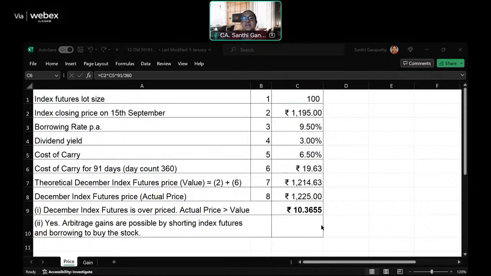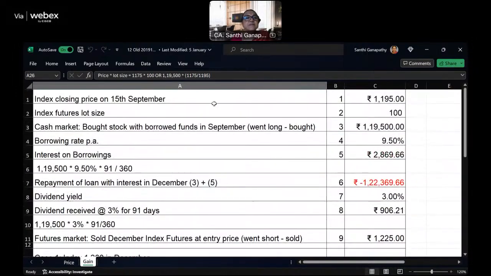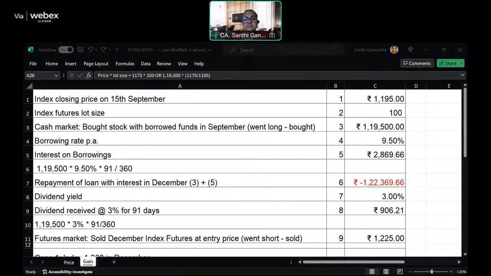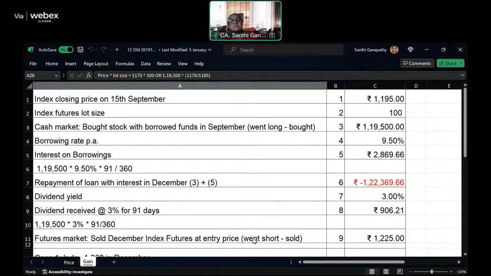Next, calculate the gain and losses if index on 15 December closes at 1260 and 1175. Now, closing is on 15th December. First, on 15 September, it is 1195. Lot size is there. So you buy the stock with borrowed funds. You go long. Borrowing rate is there, what is the interest on borrowings, you repay the loan along with interest, dividend yield you would have received, and you sold index futures. This is the starting position.